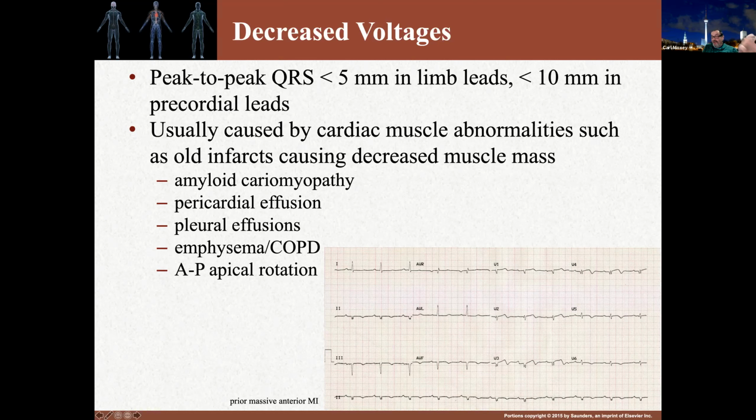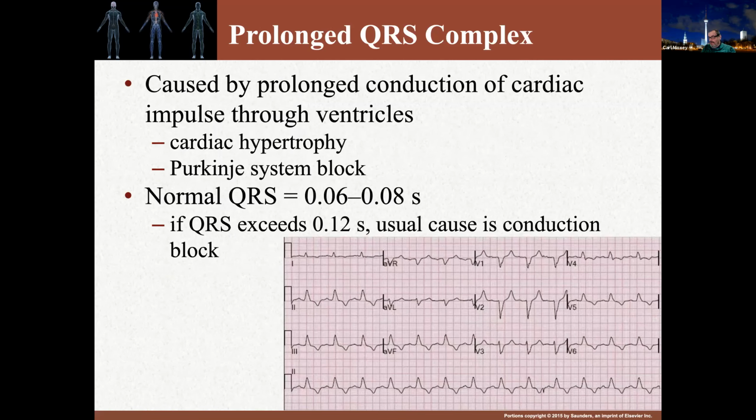The heart attack killed off a large amount of muscle, and now we have less muscle, so therefore less electrical activity. Now, there's some other things that can cause it: amyloid cardiomyopathy, pericardial effusion, pleural effusions, emphysema, and COPD. And of course, if your heart is reversed in position, then you're going to get a decrease as well, because you're now no longer running towards the electrodes.